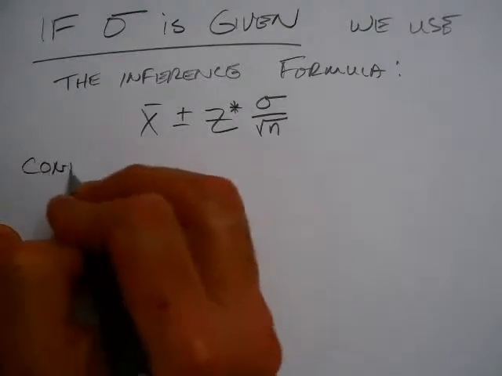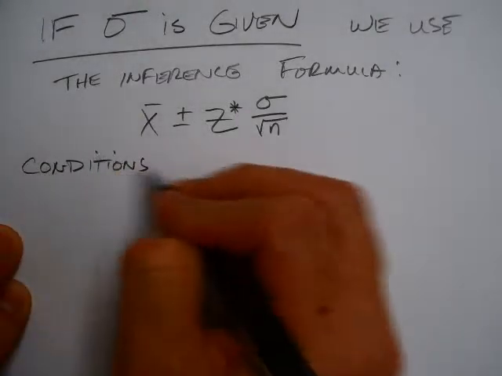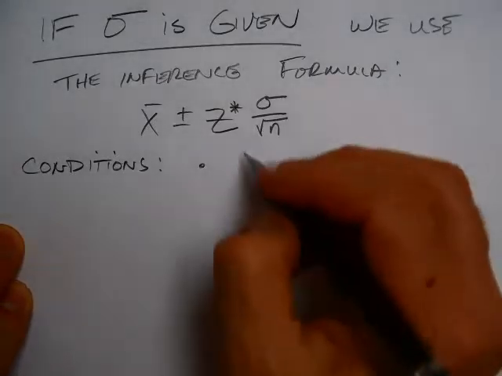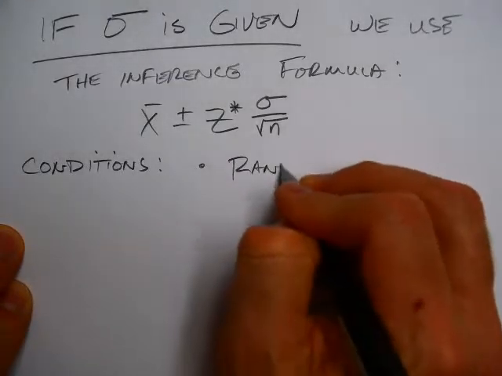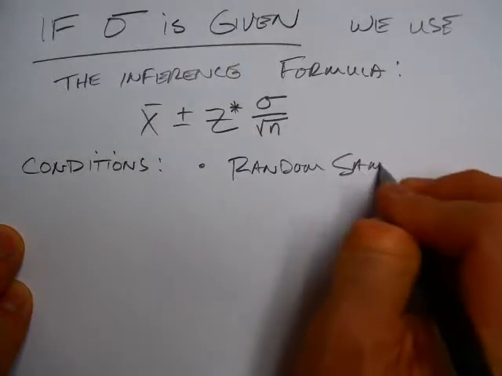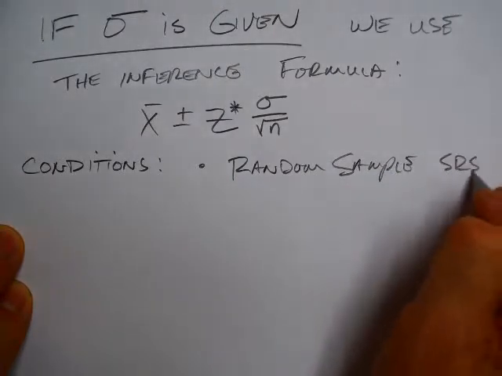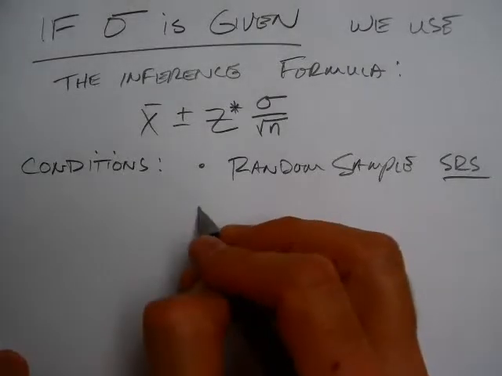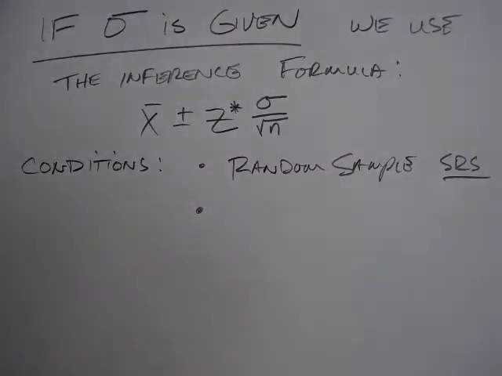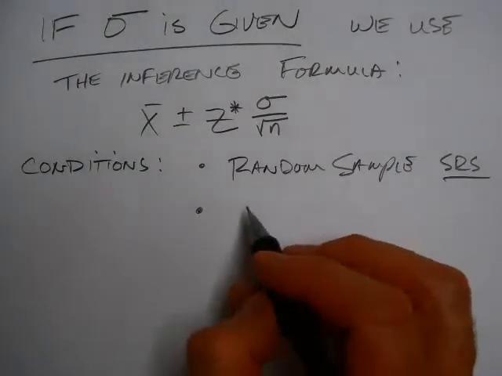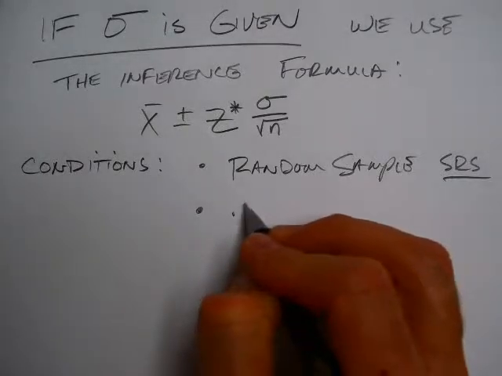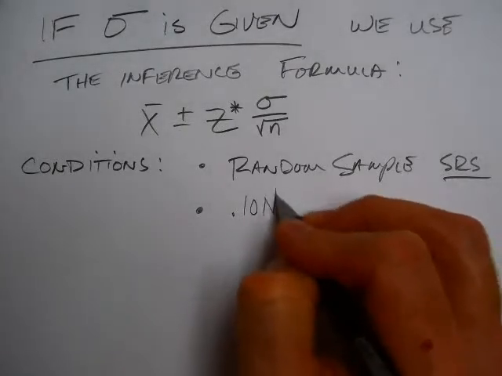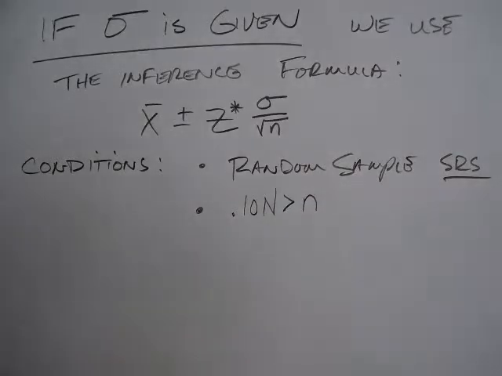Conditions. Has to be random sampling of some sort. You can say SRS, that's fine. And when you go through your conditions, you have to say why. Either it's reasonable to assume, and we haven't really run across a problem like that yet, but we will, or it's given, generally. Or the 10% rule: 10% of the population has to be larger than the sample. This has to deal with independence.